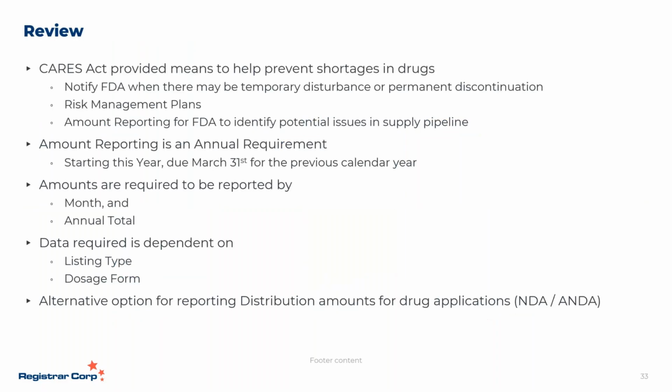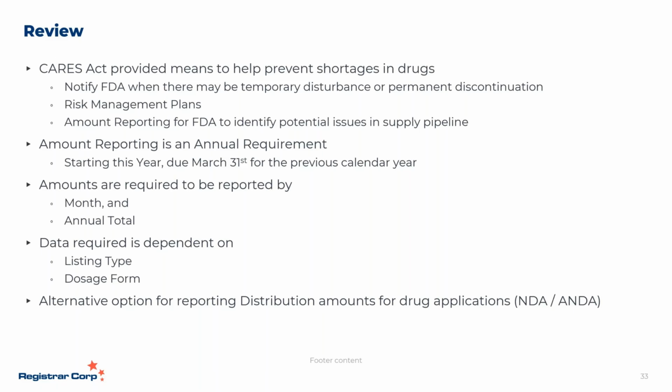We have learned a lot about the CARES Act. To recap, the CARES Act provided means for the agency to help prevent shortages in drugs by requiring certain manufacturers of drugs, active pharmaceutical ingredients, and medical devices to report when there may be a temporary or permanent interruption to supply. These manufacturers are also required to keep risk management plans on site that can be reviewed during an inspection.